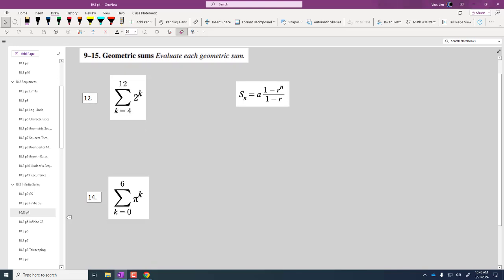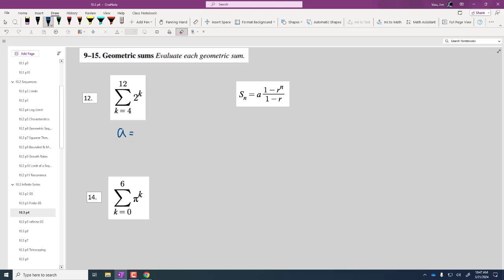So let's do a couple of geometric series. This is a finite geometric series. We see that there's not infinity. We assume it's infinite unless it shows us otherwise. So clearly that's not an infinite geometric series. So I want you to tell me what A is for this finite geometric series. A always represents the very first term.